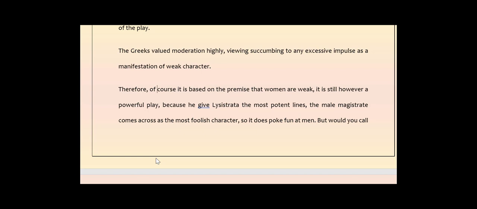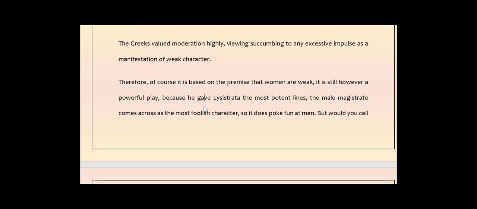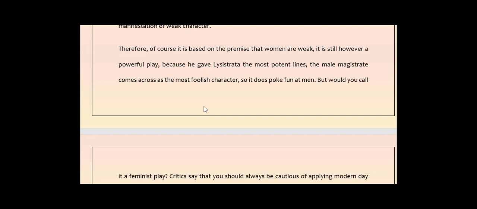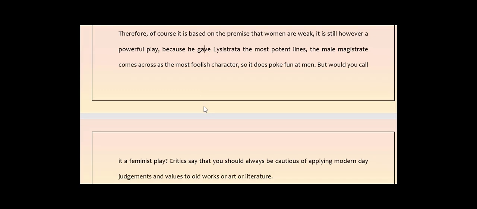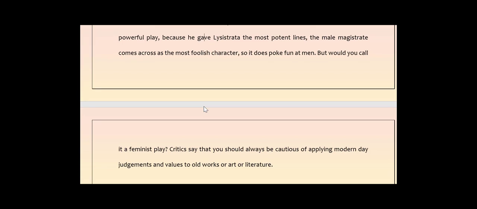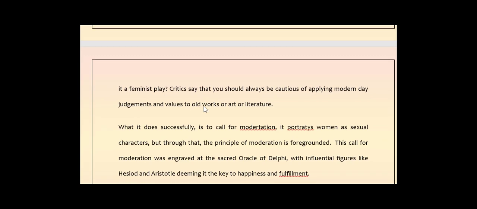It is still, however, a powerful play because Aristophanes gave Lysistrata the most potent lines. The male magistrate does come across as the most foolish character. So it does poke fun at men. But would you still call it a feminist play? I doubt that you can, because critics always would caution you from applying modern day judgments and values to the old works of art and literature. So it is a groundbreaking play because it does give very strong characterization to women, but at the same time, you can't give it such a push that you call it a feminist play, right?